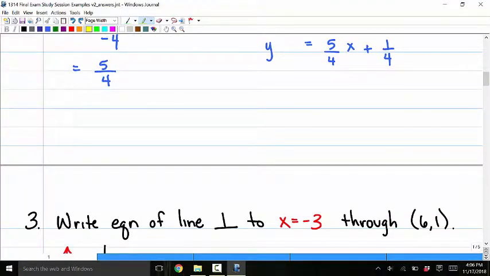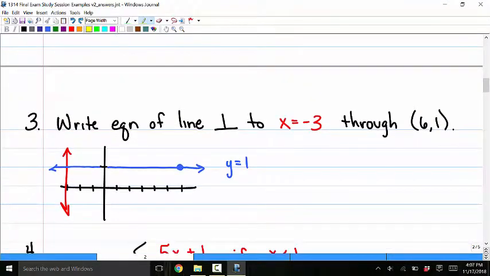Number 3, write the equation of the line perpendicular to x equals negative 3 that goes through the point (6, 1). First thing to discuss, a line x equals negative 3, that's a vertical line. So when I graph x equals negative 3, it's a vertical line through the x-intercept (negative 3, 0). I want to find the equation of a line that goes perpendicular to that red line and goes through the point (6, 1). So you see that the line I want is going to be horizontal, right here.